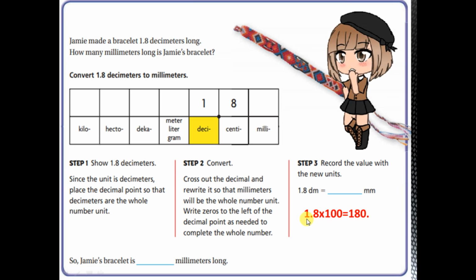So in this case, I need to convert from decimeter into millimeter. I need to multiply 1.8 by 100. So I have a problem here that I have a decimal point. I am multiplying with 100, and multiplication makes the number bigger. So if the number goes bigger, does the decimal point move to the right or to the left? Bigger means the decimal point will move to the right.